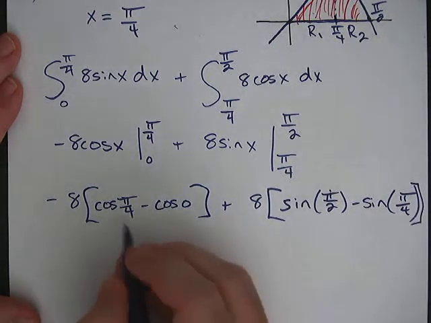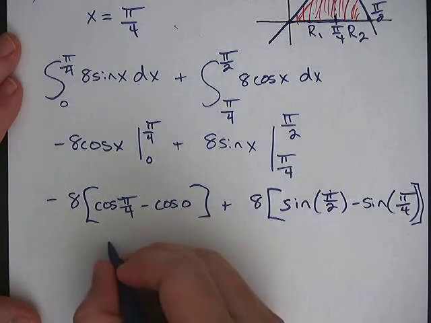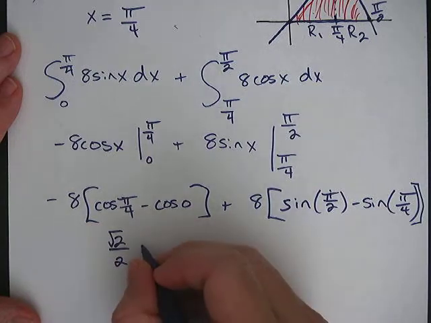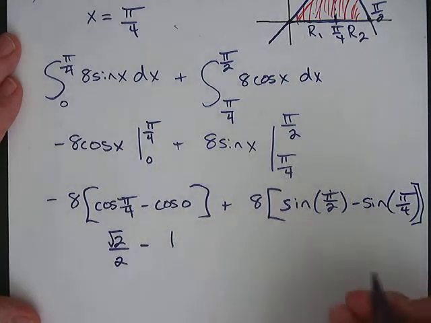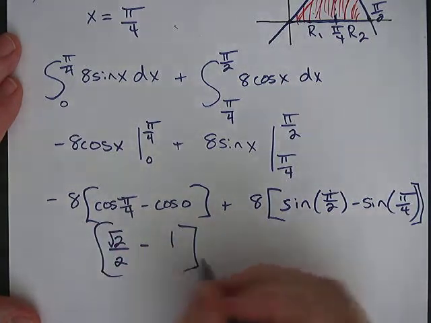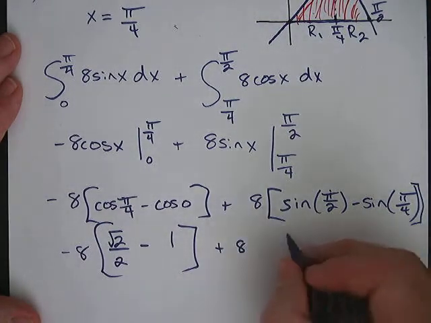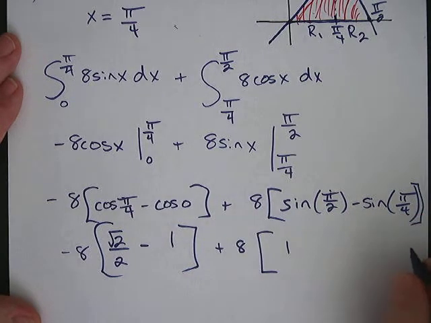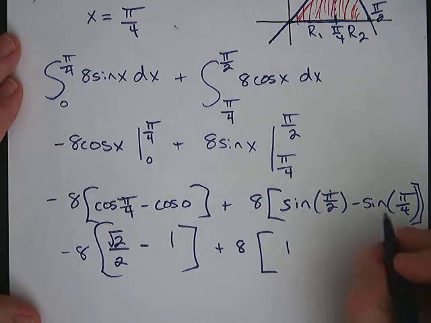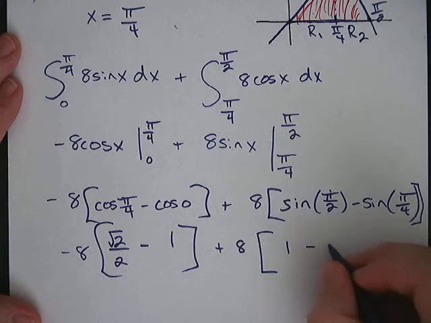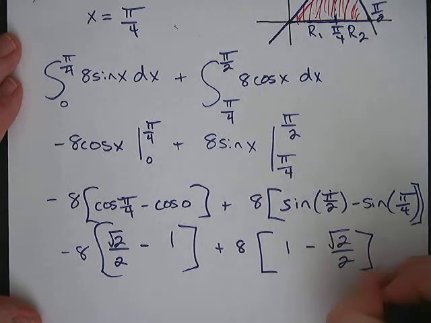Okay, cosine of pi over 4, that's root 2 over 2. You can reference a unit circle if you want. Minus cosine of 0 is 1. Okay, so there's my negative 8 plus 8. Sine of pi over 2 is equal to 1. And negative sine of pi over 4, we'll do minus, and that's also root 2 over 2.